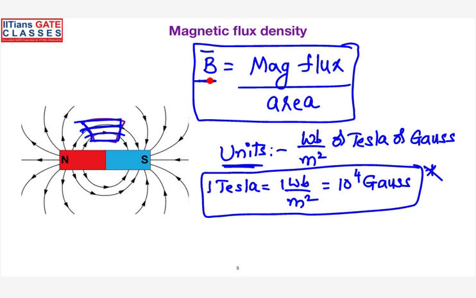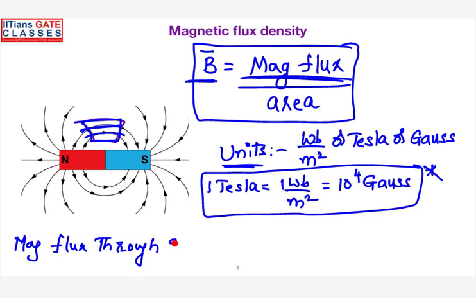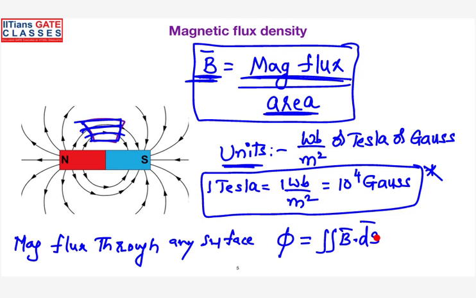If we know the magnetic flux density, how will you calculate the magnetic flux? The magnetic flux through any surface is mathematically given by the symbol phi, equal to the magnetic flux density multiplied by the area. If the surface is non-linear, you can do the integration. So the magnetic flux is equal to the double integral of B dot ds. Any questions on the magnetic flux density?